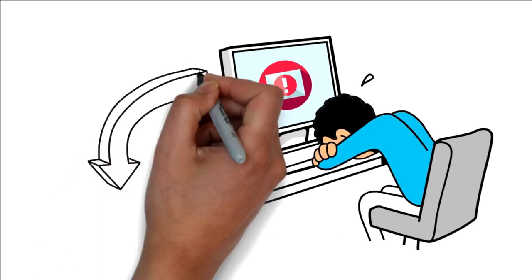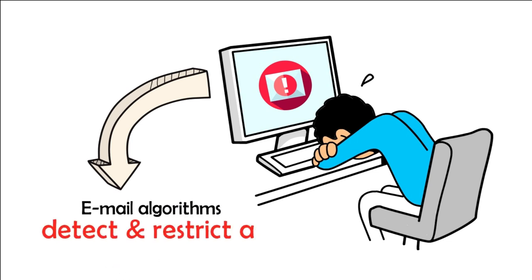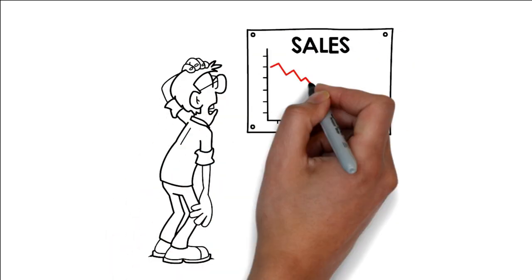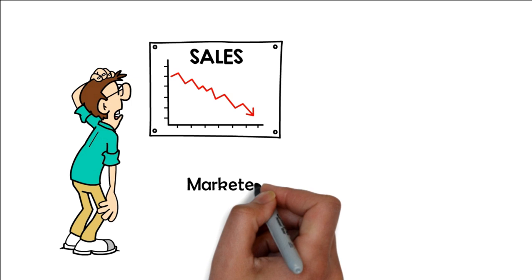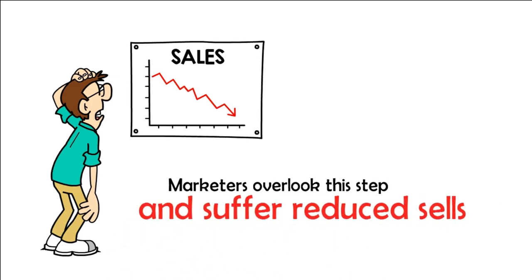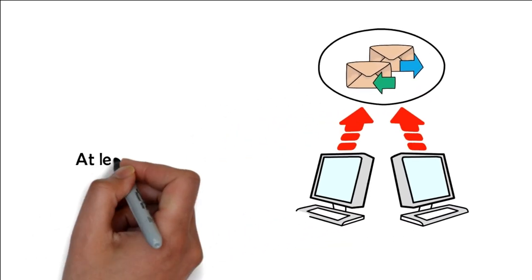Why? Because as a security feature, email algorithms detect and restrict accounts that only send emails without receiving replies. Email accounts need warming up prior to use in order to get more bang for the buck. Many marketers overlook this step and suffer reduced sales month after month. Email accounts are warmed up by sending and receiving singular message replies for at least 12 weeks.